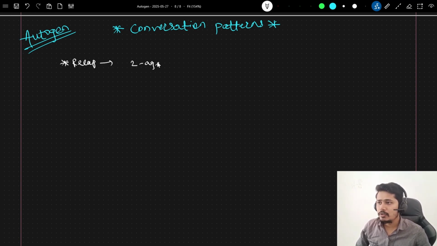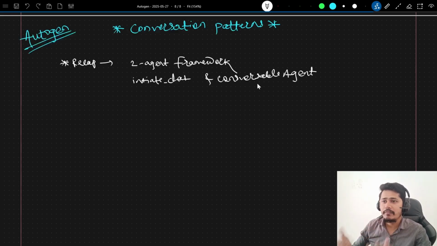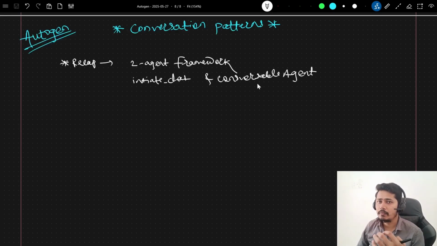We started with the two agent framework. In this two agent framework, we learned how we can build an agentic framework with the help of the initiate chat method. Also, we have studied a conversable agent, and with the help of initiate chat and conversable agent, we have built a simple agentic framework. Now it's time to deep dive into the conversable agents and understand what is happening behind the scene whenever we are calling the agents.